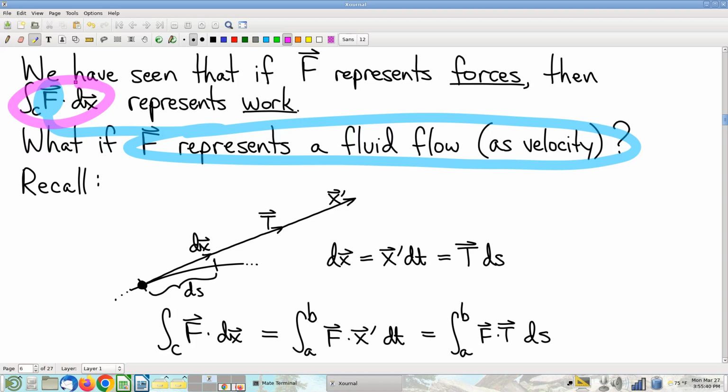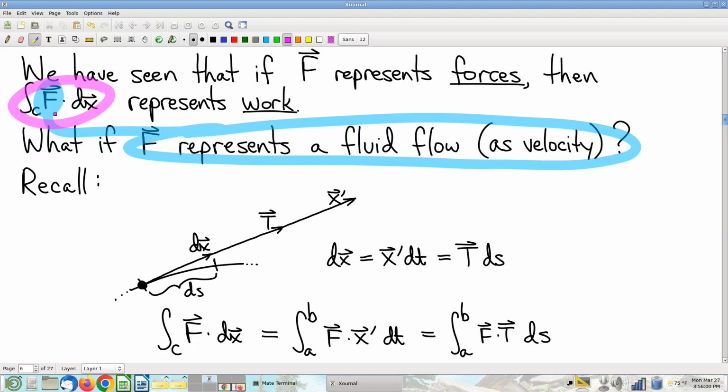So if I find myself in a situation where I've got a vector field representing a fluid flow, this is a very normal scenario, right? I've got a fluid flow. What does a vector line integral represent in that case? And at the moment, we don't have an answer.